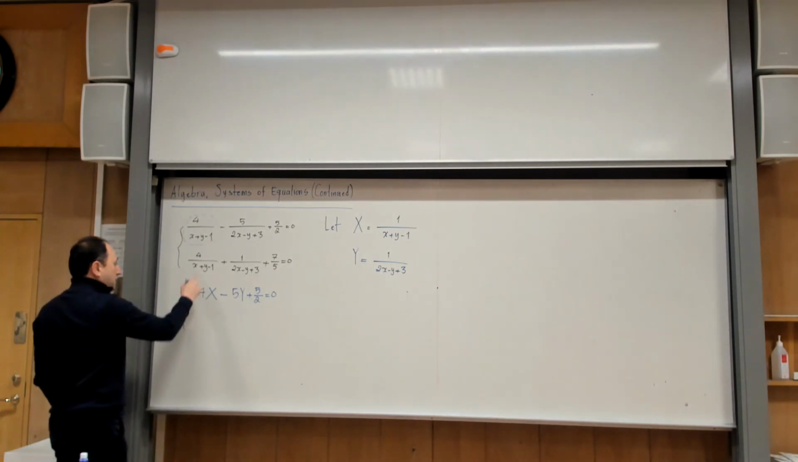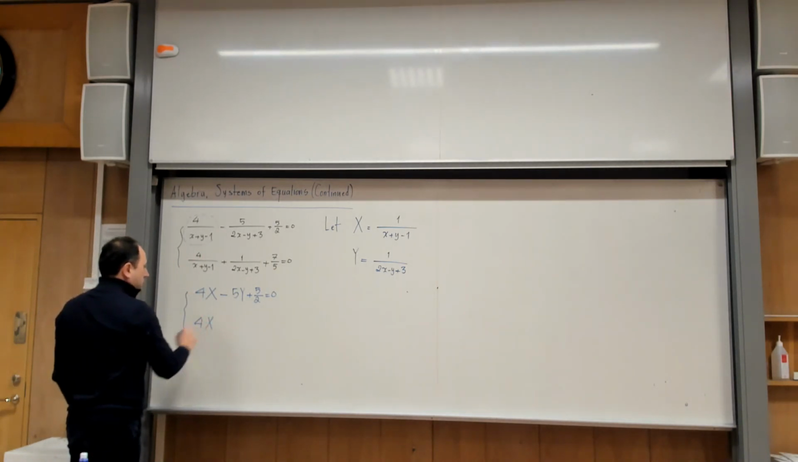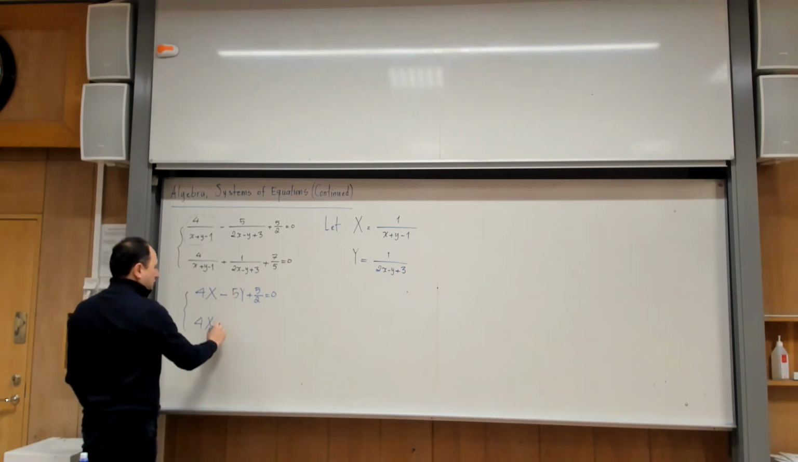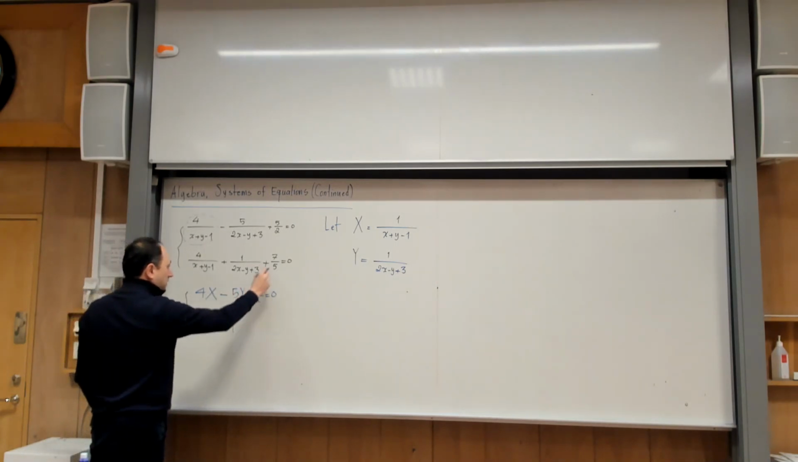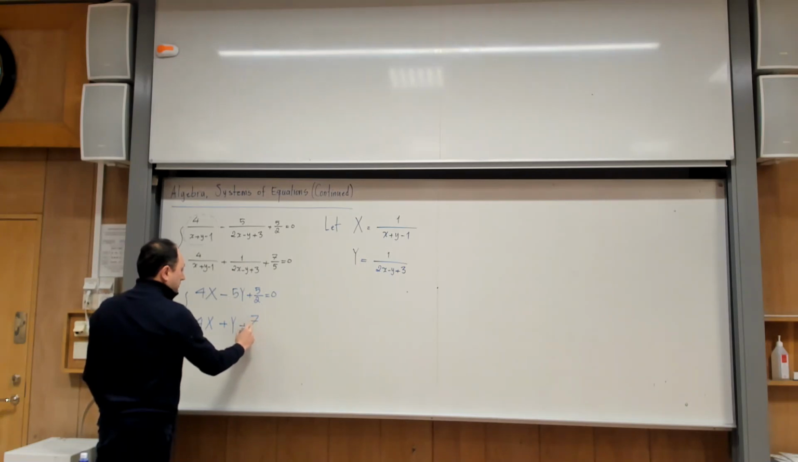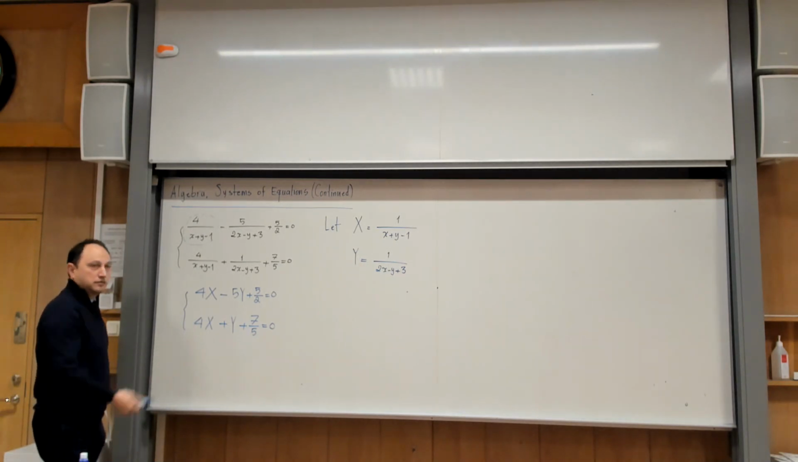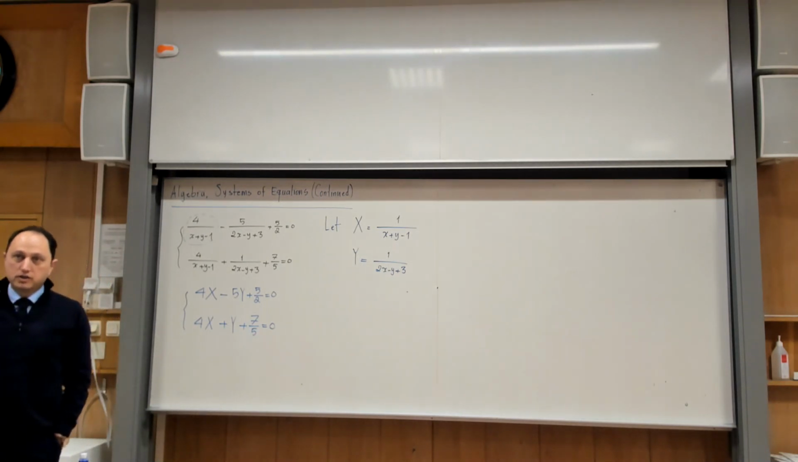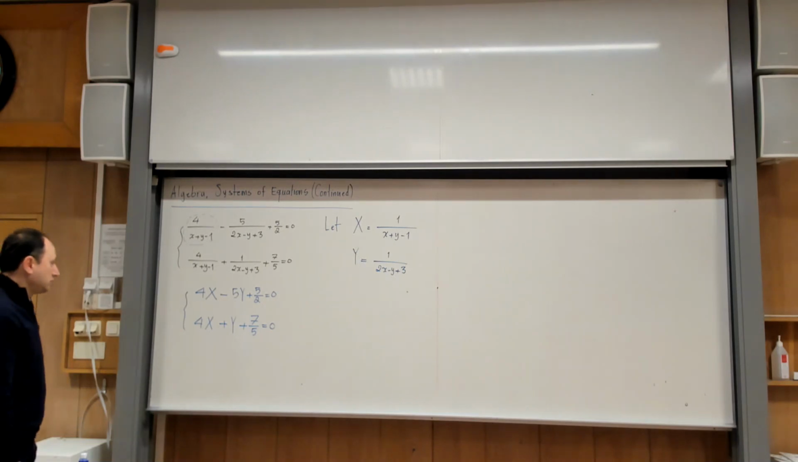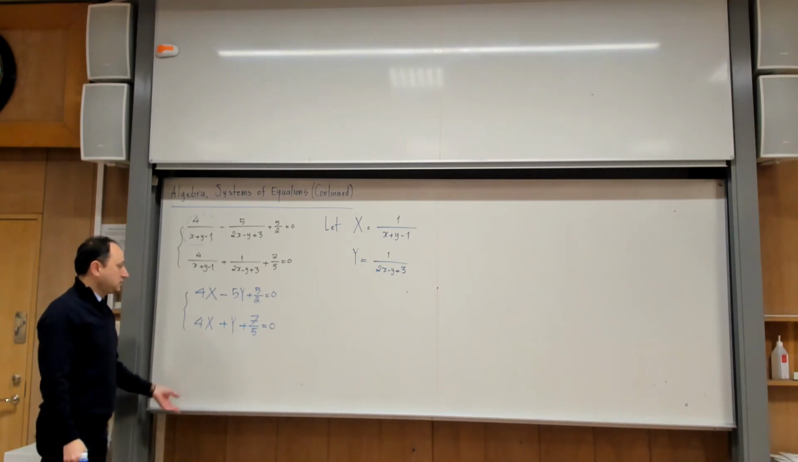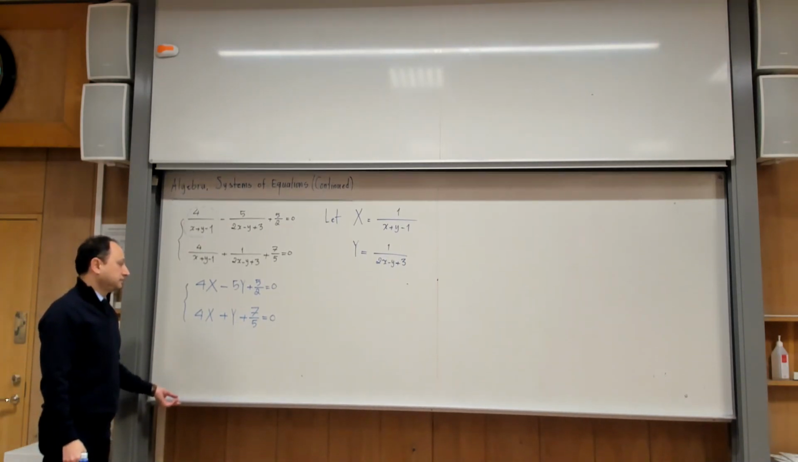And then I do the same thing here, so it becomes 4X, and then I have plus Y, and then I have 7 over 5 equals 0. So I am more or less facing a very standard system of equations in two unknowns, and I will try to solve that one. And I think the method of addition is better. Yes? Wait, Baba. Yes?